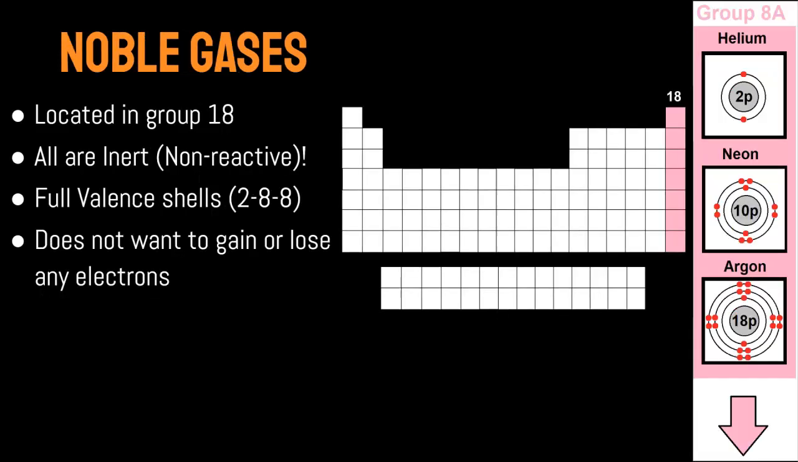The noble gases are located in group 18 of the periodic table, and these are inert gases, meaning that they're non-reactive. The reason they're non-reactive is because they have a full valence shell. So a full valence shell usually means 8 valence electrons. The exception to this would be helium, which only has 2. And these elements do not want to gain or lose any electrons. They are already stable the way they are.